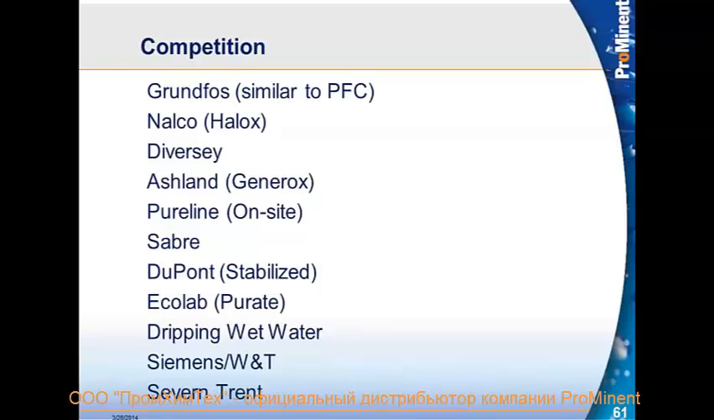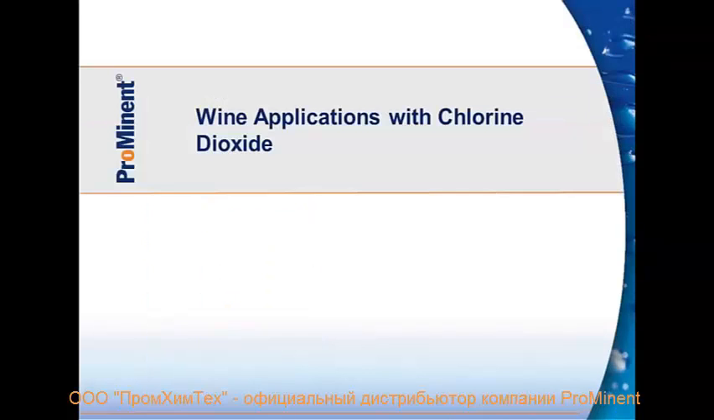DuPont has also several type systems, and they also have the stabilized because they purchased IDI several years ago, and they're the ones that touted the stabilized chlorine dioxide. Ecolab recently bought the Purate from AkzoNobel. There's another system called Dripping Wet Water, which I believe only uses 1 chemical. Siemens, Wallace & Tiernan, and Severn Trent have both been around for a very long time and make several type systems, but the majority of their systems were with chlorine gas.